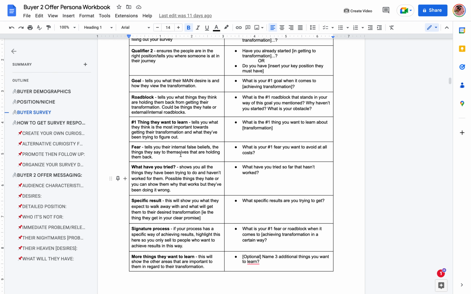Then the next thing is fears. So this is going to tell you their internal false beliefs, the things they say to themselves that are holding them back. So, what is your number one fear you want to avoid at all costs? Again, this is more of the internal thoughts that they have of why they are afraid to take this big leap and solve their problem. This is what they want to avoid. This is the pain that they want to avoid.